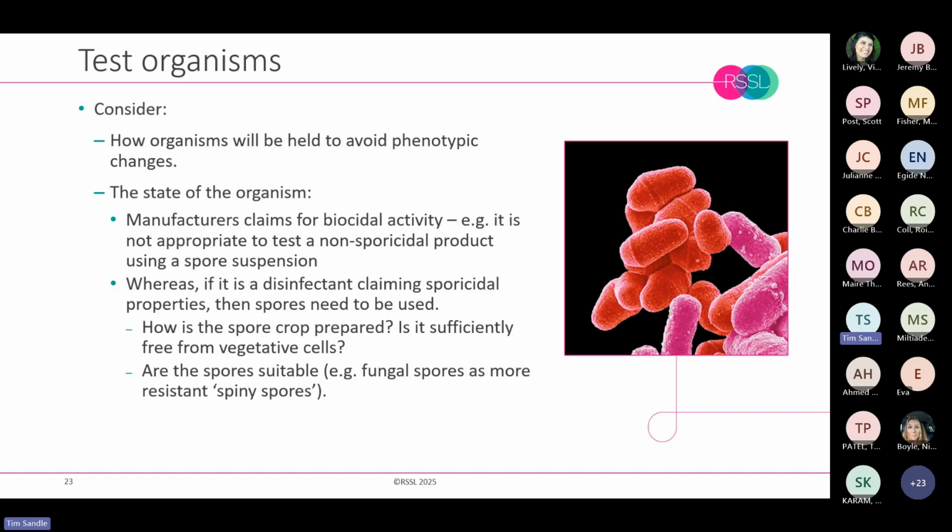And there's a further complication in that the European standards point out that fungal spores are found in different forms and stages. So the recommendation there is that fungal spores are in the state where they're called spiny spores, which relates to their morphological characteristics, but it's been proven that these spores are more resistant. So where we're using Aspergillus brasiliensis, then we would need to get hold of a spore crop that has them in the spiny spore state.